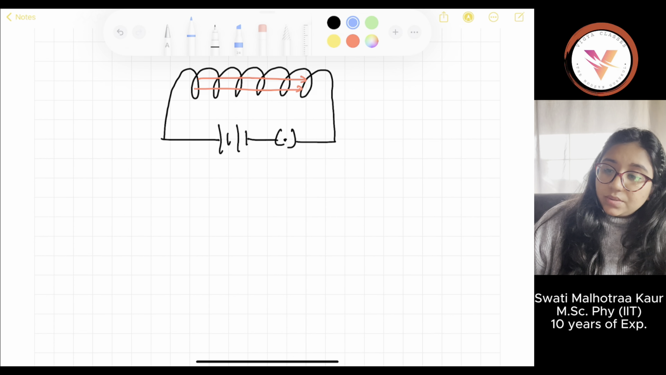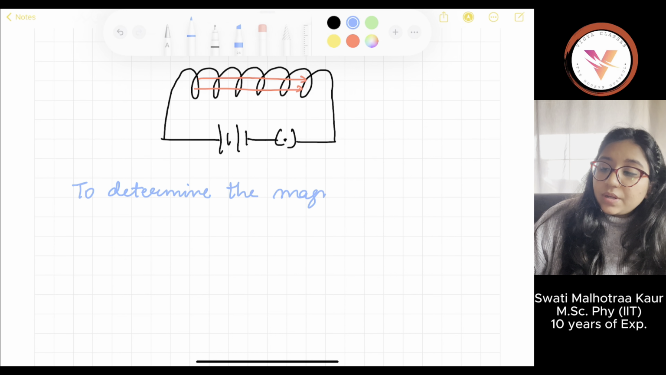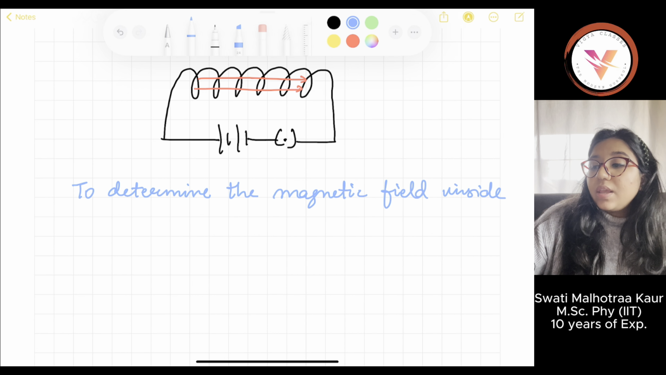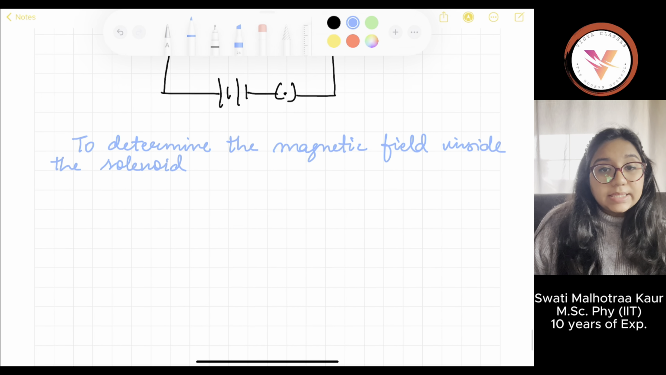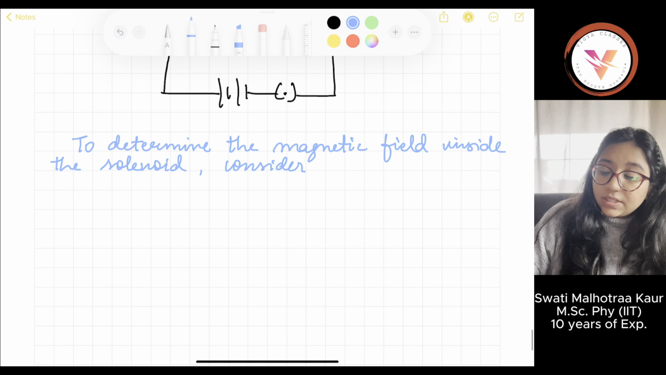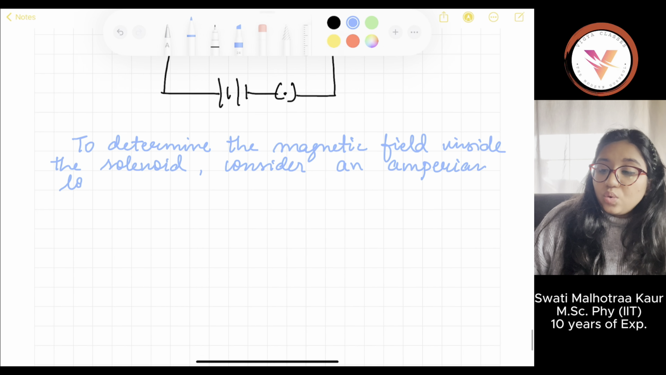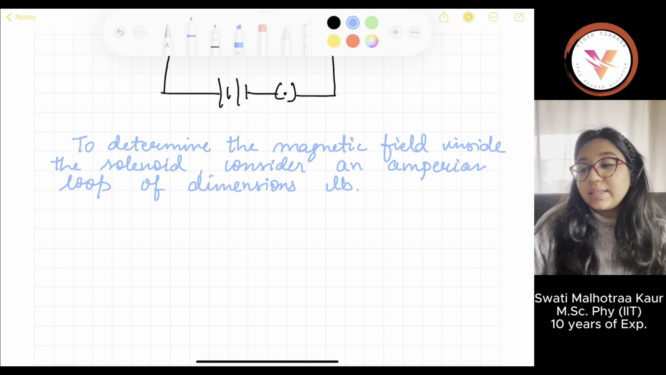Okay, so to determine the magnetic field inside the solenoid, consider an Ampere loop of dimension L into B, of dimensions L and B. Length L is length and B is its breadth.